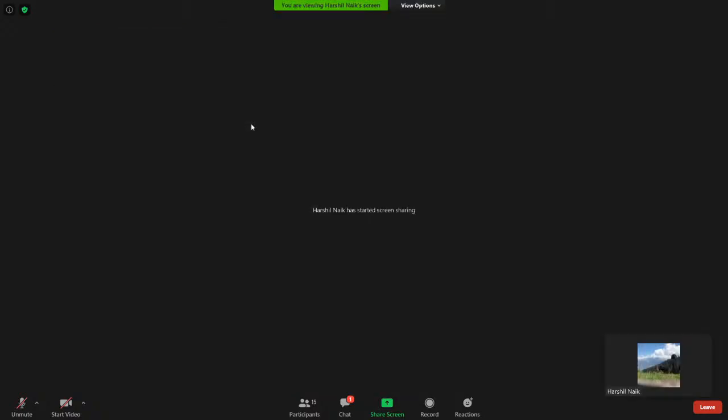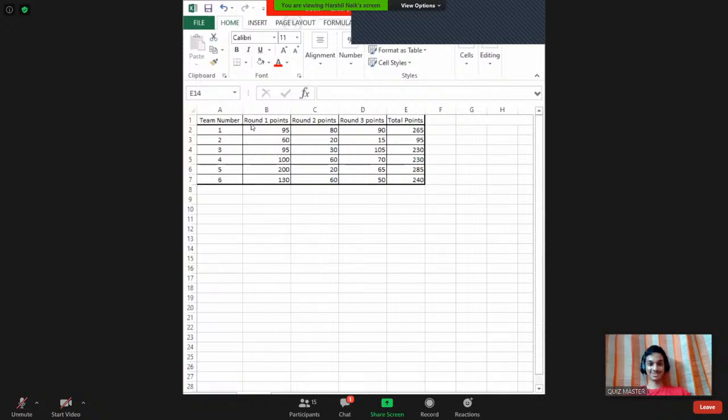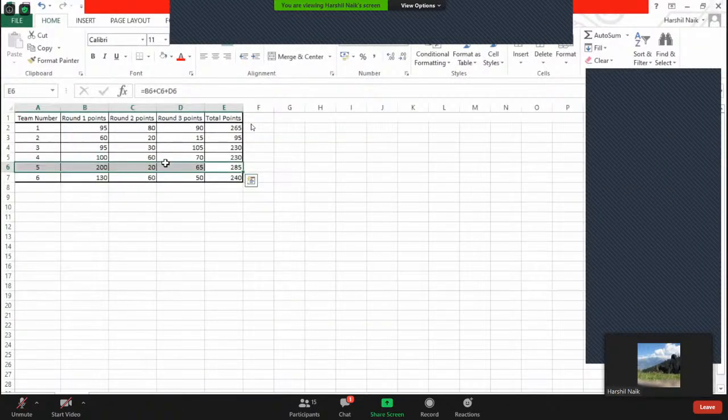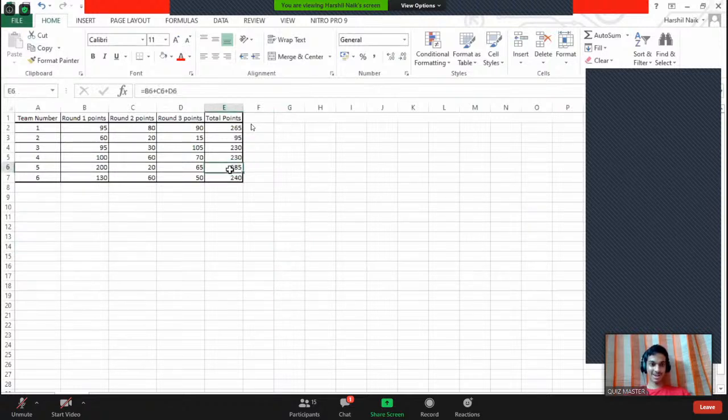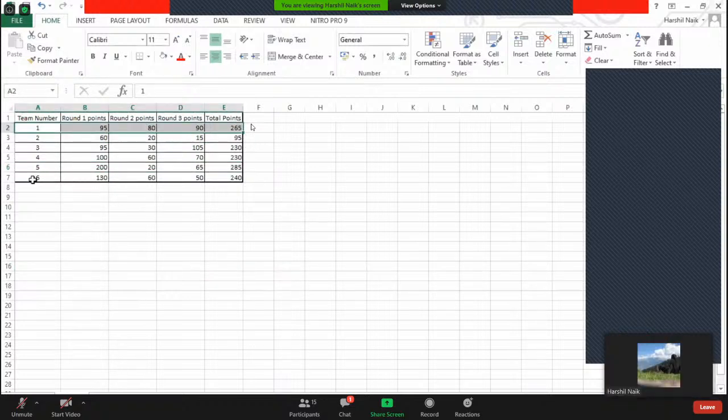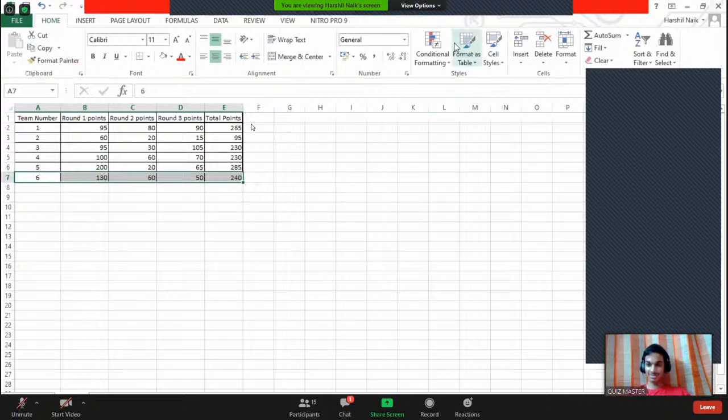So we finally have our winners. Clearly the first place is Team 5 with 285 points. Congratulations. The second place is Team 1 with 265 points. And the third place is Team 6 with 240 points. Awesome. So there you go. The results are Team 5 in first place, Team 1 in second place, and Team 6 in third place.